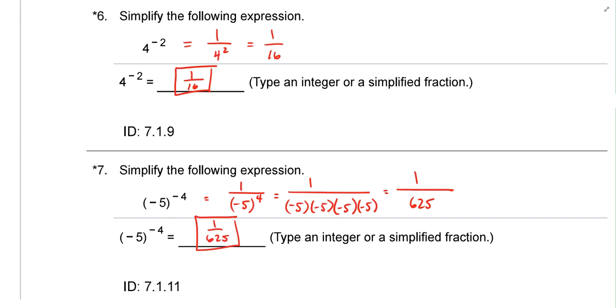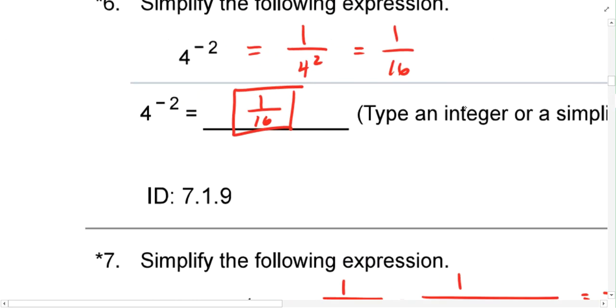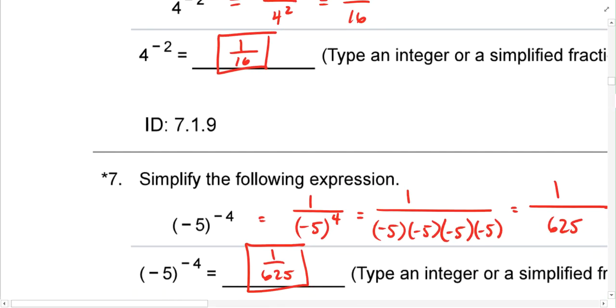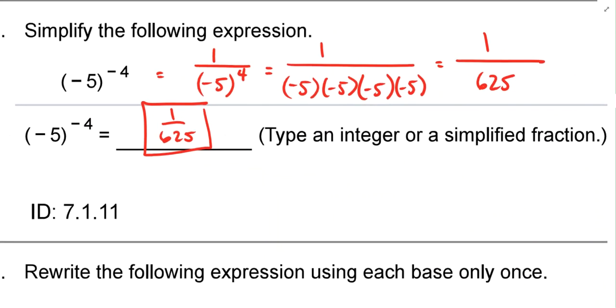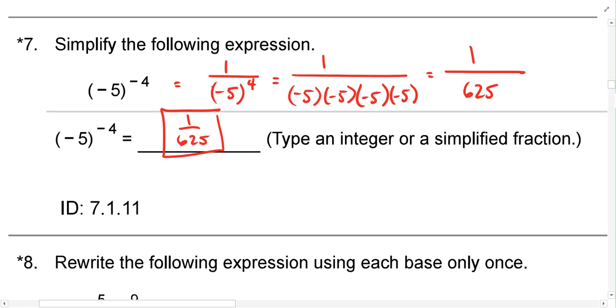I would say that example 6 is pretty straightforward. There shouldn't be any surprises here. In number 7, it's a bit interesting that we have a negative number that's being raised to a negative power. So let's just remind ourselves that this negative number being raised to a positive power in the denominator would be the same. Those two are equivalent expressions.